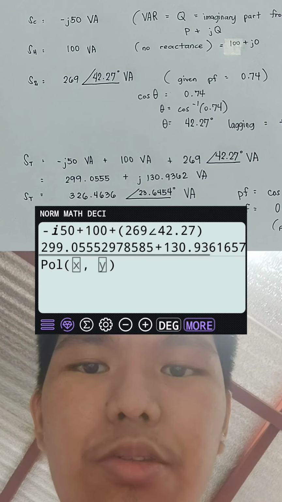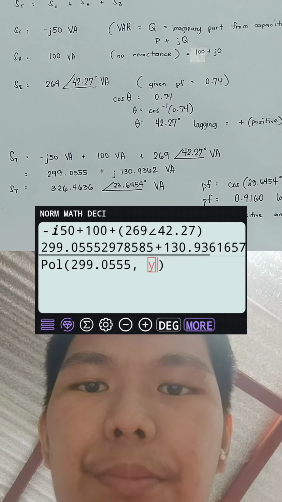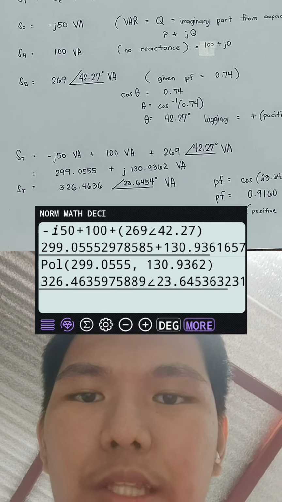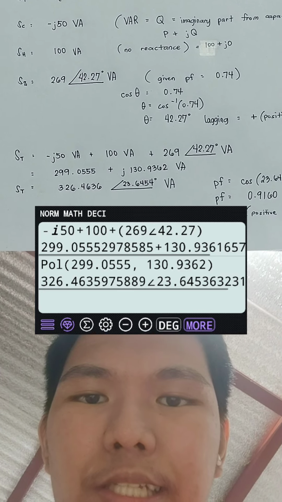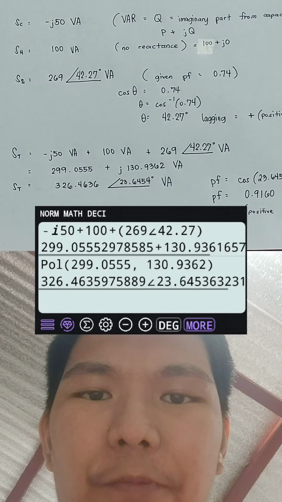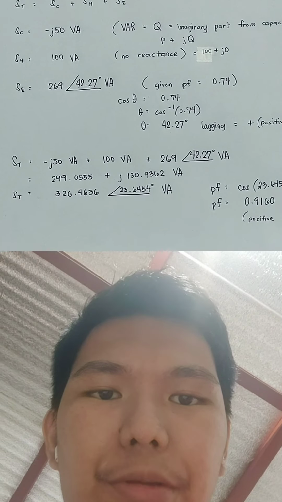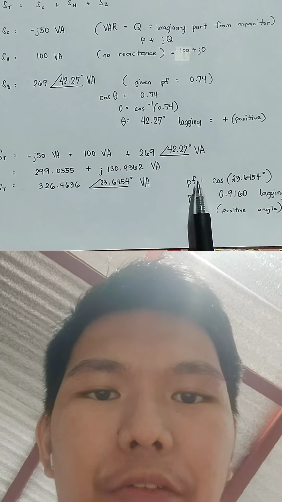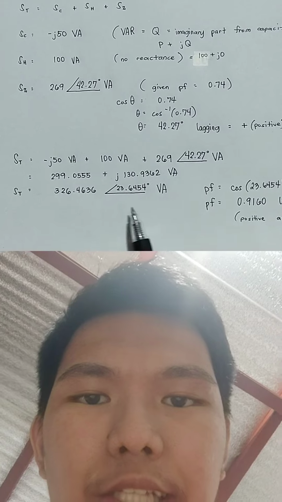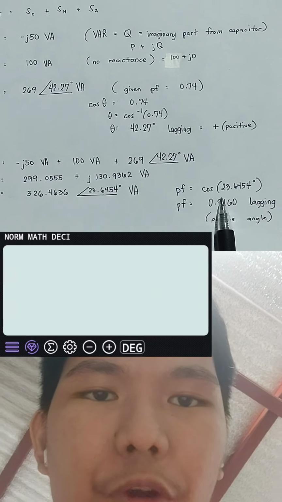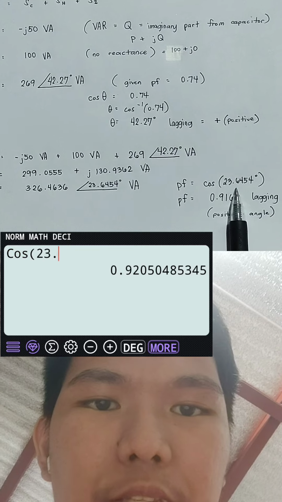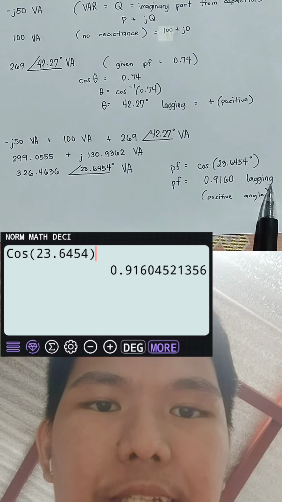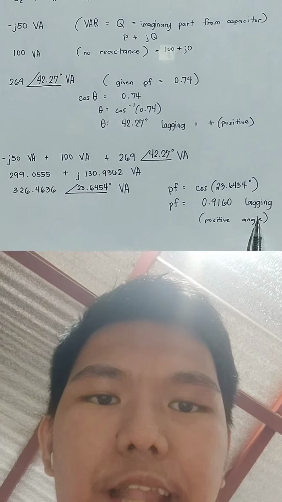And we will convert it to its polar form. Now our total complex power is equal to 326.4636 angle 23.6454 degrees volt-amperes. That is our complex power. To get our power factor, we will use its angle, and using this formula, cos 23.6454 is equal to 0.9160 lagging. Since it is a positive angle, it is lagging.